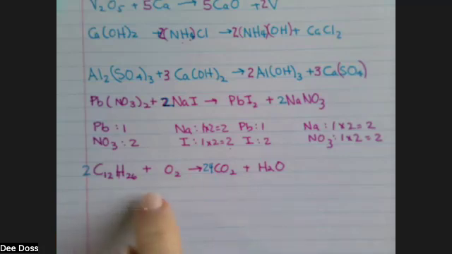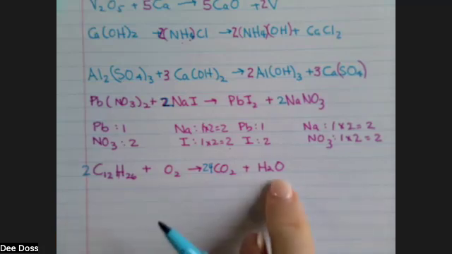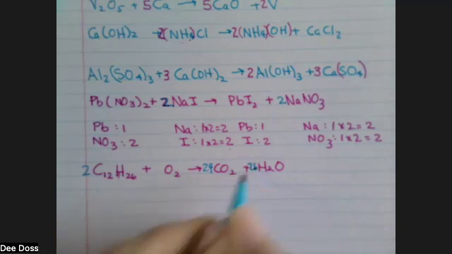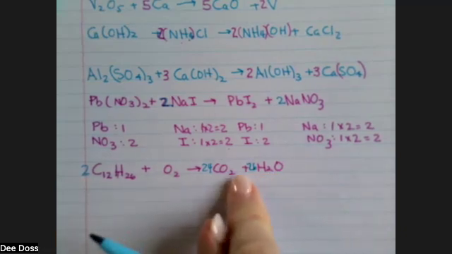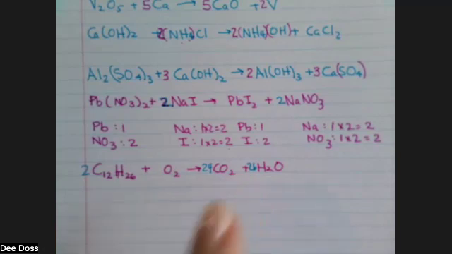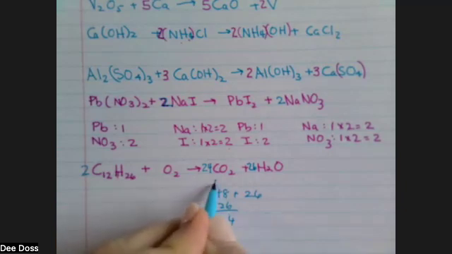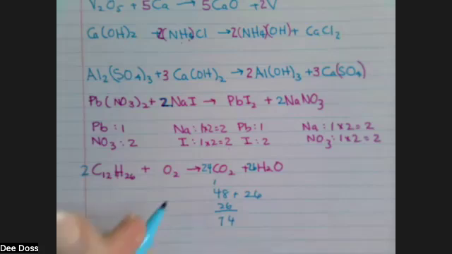Now I'm going to do my H's next because H is only in one place, but O's in two different places. So I'm just going to go ahead and put a 26 here because I'm doubling it and I have a 2 here. So now I have to do my oxygens. I have 48 plus 26. I'm going to use a calculator for that. 74. Okay. So half of 74 is 37.